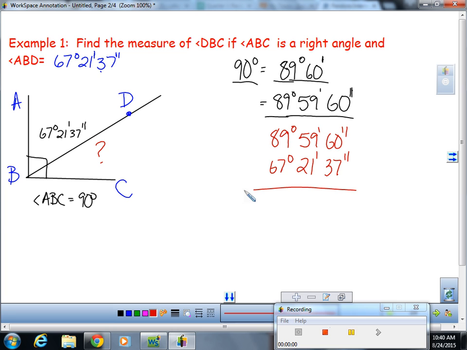All right, so 37 from 60 is 23. Okay, 21 from 59 would be 38, and 89 minus 67 is 22 degrees. So if we add those up, it should give us 90. Indeed, it does. That's how you would do this by hand. Make sure you stay tuned in class to find out how to do that on your normal scientific calculator.